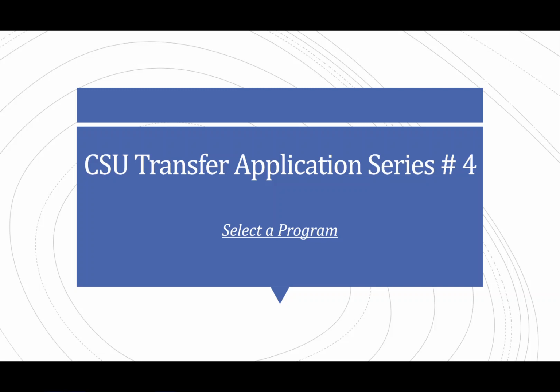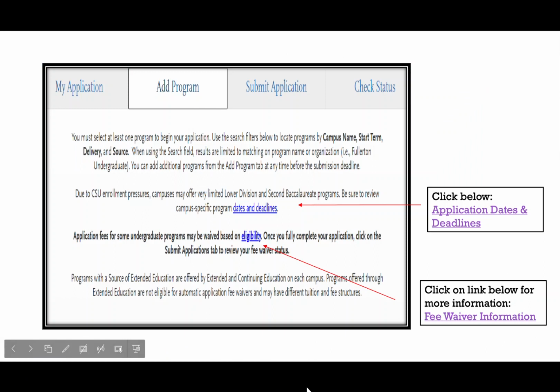Today we'll be taking a look at the CSU Transfer Application Series Part 4. This will be about selecting a program. Once you've completed your profile in the Extended Profile section of the CSU application, you will then need to proceed to adding a program. Adding a program indicates that you will now be selecting your CSU campus and the majors that you're planning to apply to for each of the campuses.